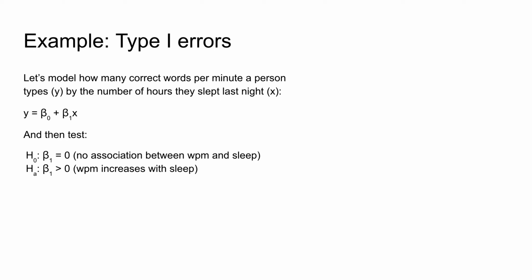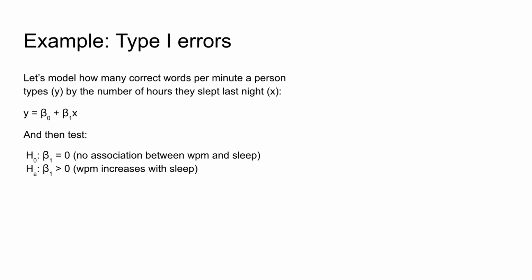Let's consider a more concrete example. Suppose we wish to model how many correct words per minute a person types, y, by the number of hours they slept the previous night, x. This model is represented by y equals beta 0 plus beta 1x. Using a sample of data, we then wish to test the null hypothesis that there's no association between typing speed and sleep, that is, that beta 1 is 0, versus the alternative that the more one sleeps, the more effectively they can type. That is, beta 1 is positive.